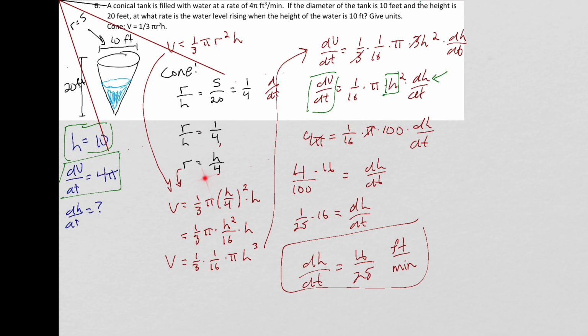We do it this method by just looking at the shape and doing some division. Sub it in, do your algebra correctly, take your derivative, sub all your stuff in, and then you can solve for the thing that you're looking for. And we get dh dt is 16 over 25 feet per minute.